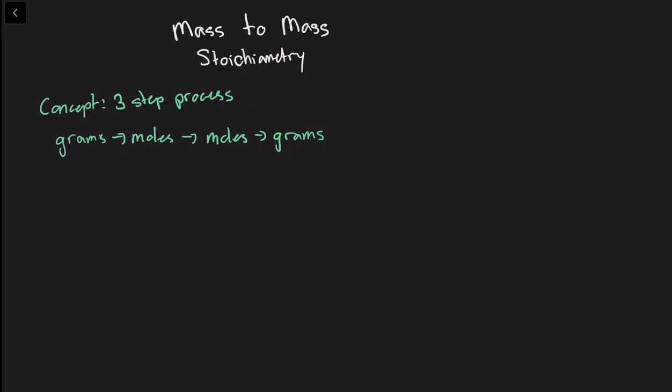Stoichiometry is where most students lose points, not because it's difficult, but because they skip a step. In this video, I'll show you the exact 3-step process to go from grams of one substance to grams of another without getting lost along the way.